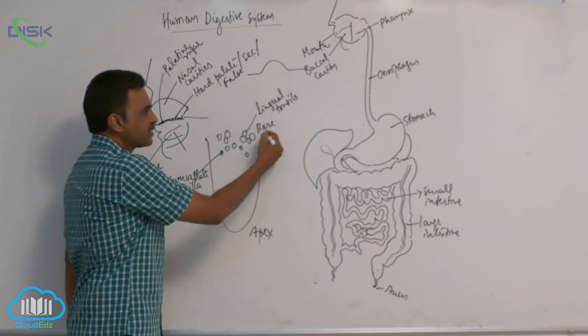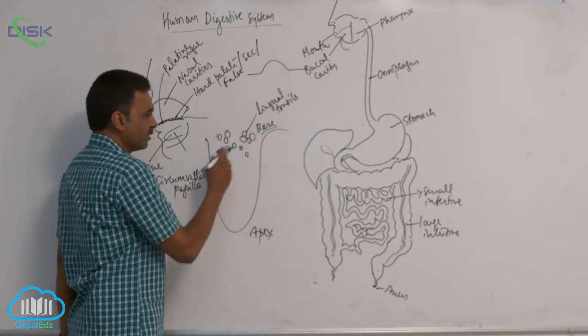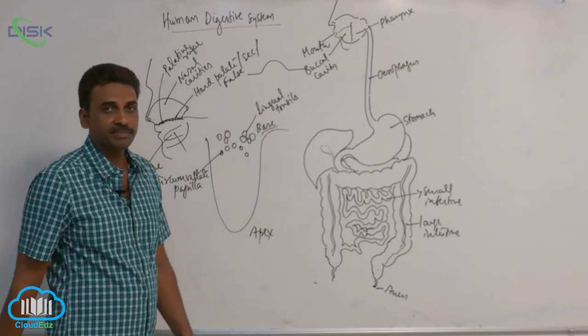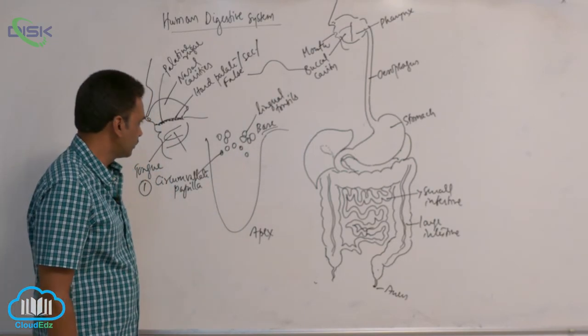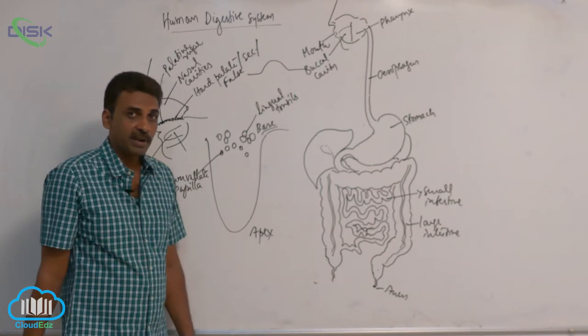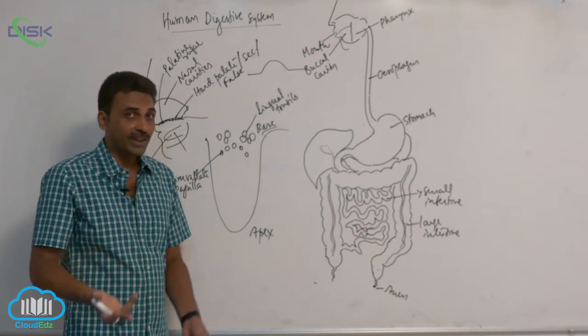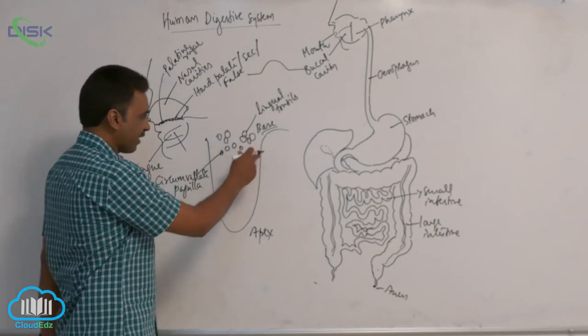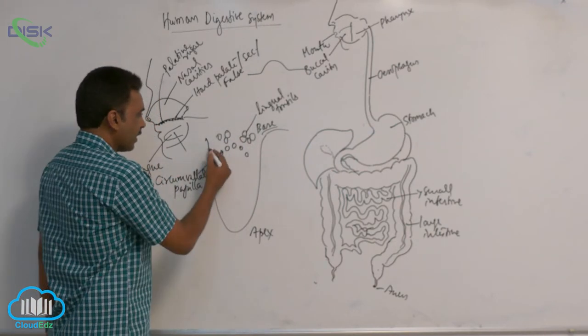They are present at the base of the tongue. See, this is the base of the tongue. So they are present at the base in a semicircular fashion. They are the largest papillae. They are 10 to 14 in number. And they are present at the base in a circular fashion.